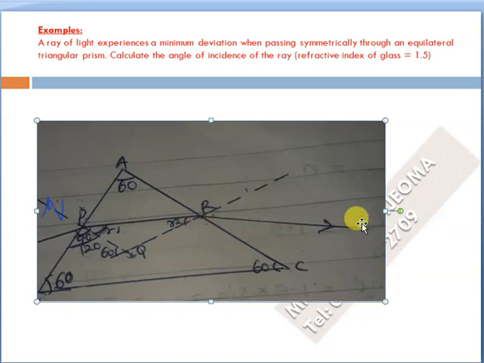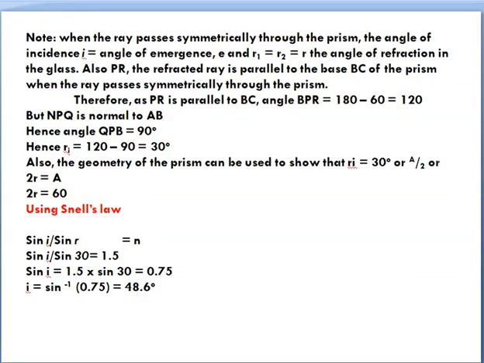So here you have two refracted rays, as I told you before, R1, R2. And remember I told you that this R1 plus R2 will give you what? A. Geometrically, 2R will be equal to A, and A is the refracting angle of the prism. Now mathematically you find out that, remember we said that when the ray passes symmetrically through the prism, the angle of incidence I will be equal to the angle of what? Emergence. And also R1 will be equal to R2, and that is equal to R. That is the angle of refraction in the glass.